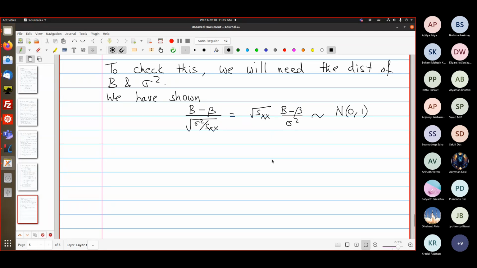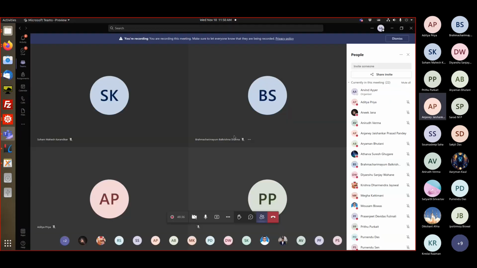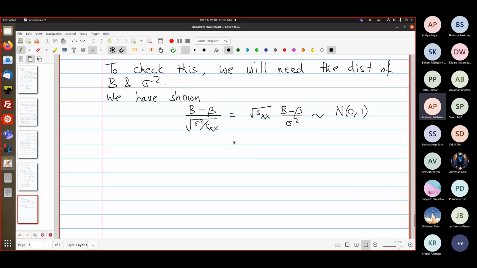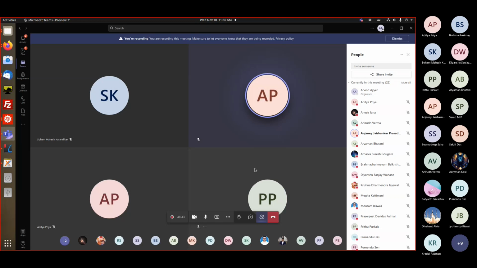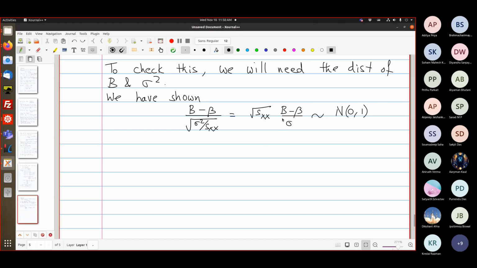Is there a question? So shouldn't it be sigma instead of sigma square in the denominator? Oh, sorry. Thank you. So if we knew sigma, then we could, I mean, all of this is coming from data. b is known from data, sxx is known from data. If we knew sigma, we could estimate beta, but we don't know sigma, right?